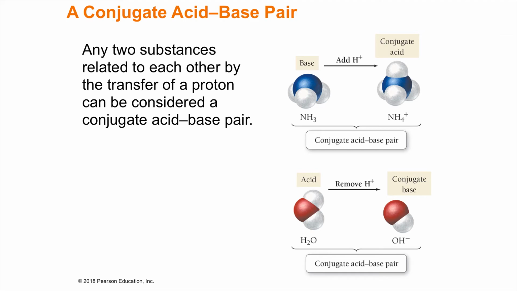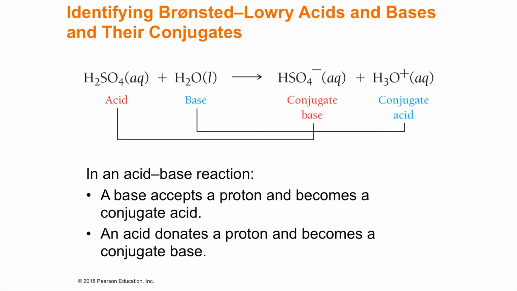So anytime we have a Bronsted-Lowry acid, there will always be a conjugate base. And anytime we have a Bronsted-Lowry base, there will always be a conjugate acid. They go together. When there's an acid, there's a base. When there's a base, there's an acid. So identifying them in a reaction is helpful, right? And sometimes it's as easy as looking at the equations on the left side and comparing them to the equations on the right side, right?